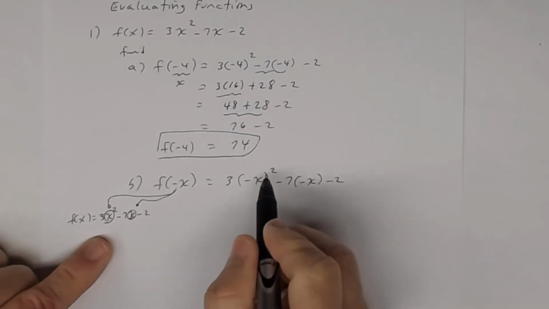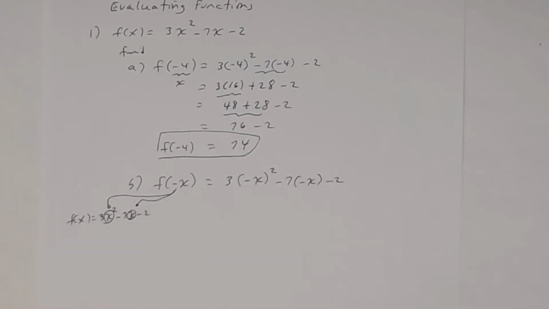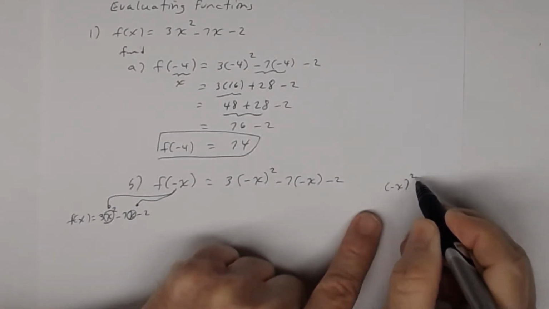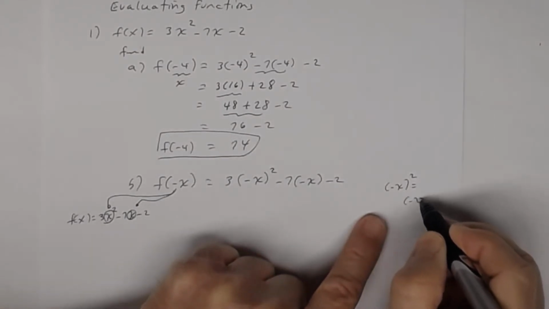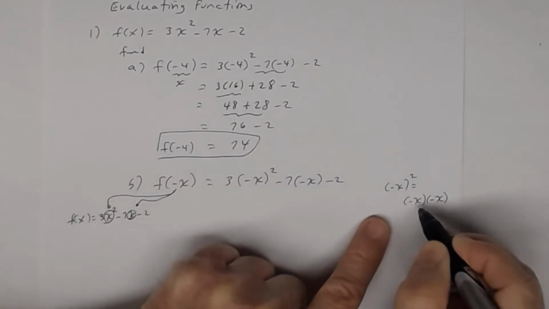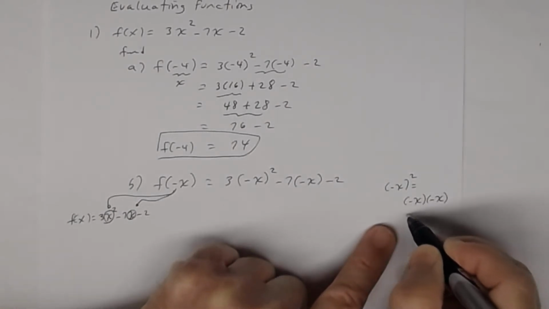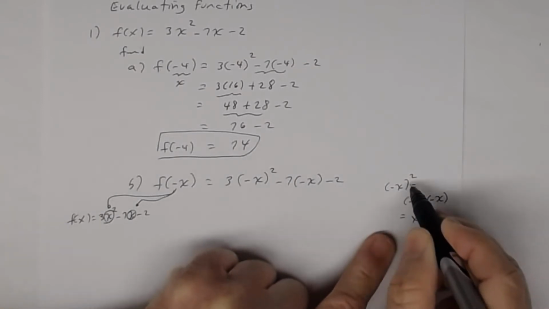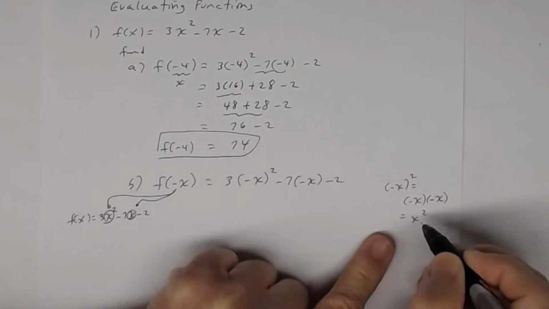And so a negative x squared, let's think about what that means. I'm going to go off to the side, so I'll have it written down. Negative x squared, remember, means negative x times negative x. Well, a negative times a negative is a positive, and x times x is x squared. So negative x squared is just x squared.